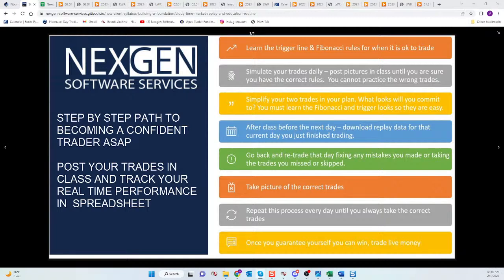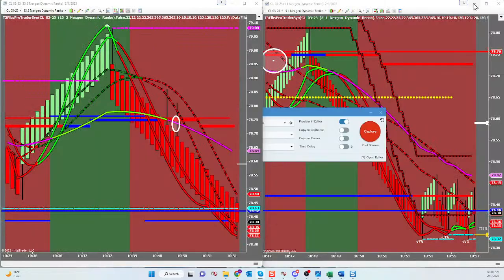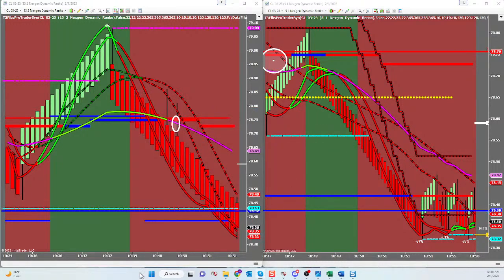It's time for you to post your trades in a trade tracking sheet and to post them in class to get that feedback. And this is one of the things that Nexgen is going to help you with every step of the way, is hitting those goals that you've set for yourself.